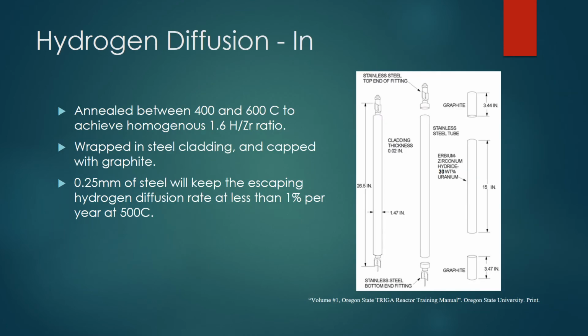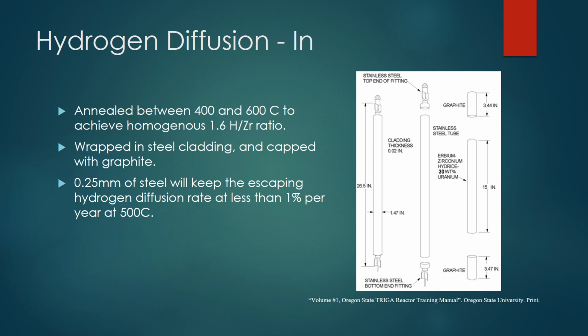The annealing process is done in a hydrogen-rich atmosphere with temperatures somewhere between 400 and 600 degrees Celsius in order to form the delta phase of the zirconium hydride, and this is maintained long enough to form the 1.621 hydrogen to zirconium ratio. A small tube of pure zirconium is inserted into the bore to maintain a void-free macrostructure for the fuel. The final step for the fuel is to be wrapped in a thin cladding of steel in order to reduce hydrogen diffusion out of the fuel meat.